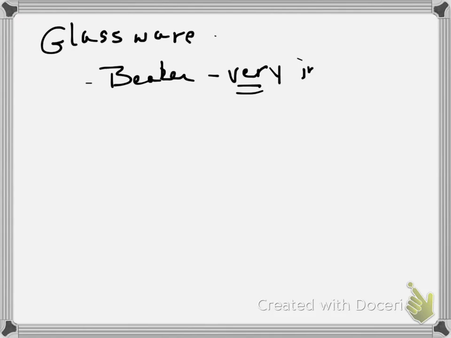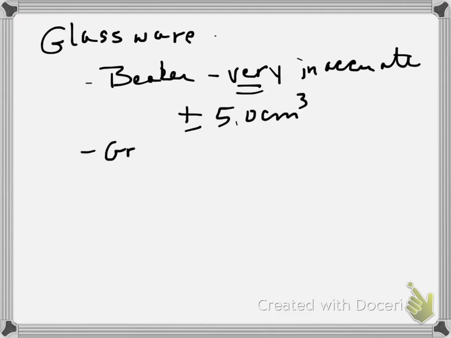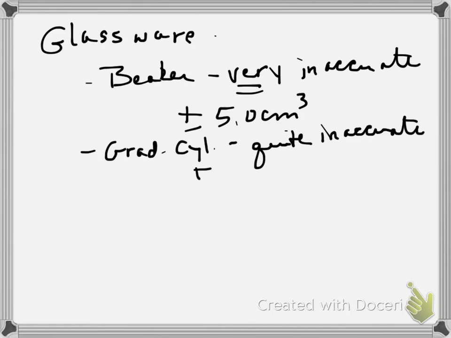Okay, glassware. Beakers for measuring volume are very inaccurate, because it's plus or minus about 5 milliliters, 5 centimeters cubed. Better is a graduated cylinder, but it's actually still considered quite inaccurate, plus or minus about 1 centimeter cubed.